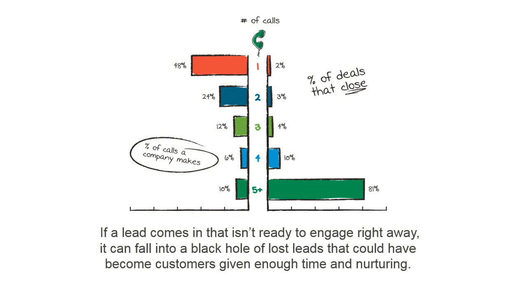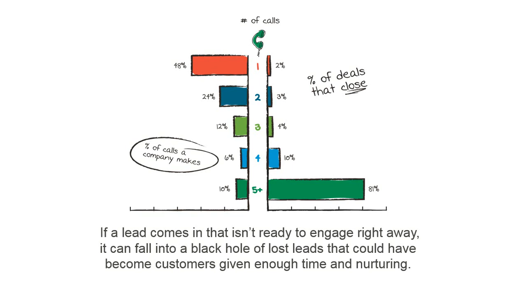So what this says is that on the very first call, about 48% of people close the deal on the first call. Then it starts increasing. You have 3%, 4%, 10%. On the 5th call, of all of those people that you called, say you called 100 people, you're going to get the biggest percentage of your sales on the 5th phone call.